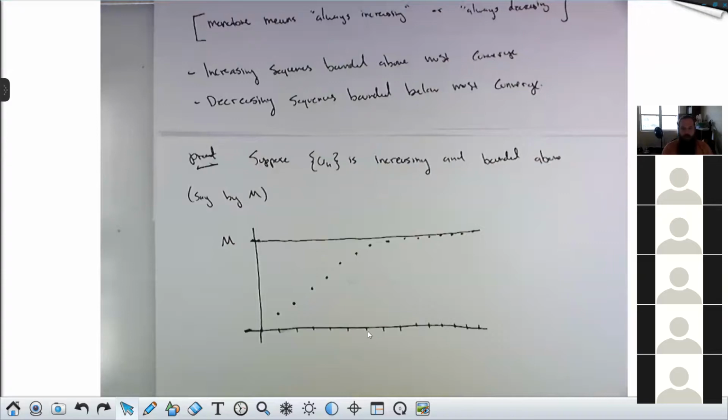There's no way that you can keep increasing and not start to pile up on this ceiling. I'm not allowed to turn around and go back down, but I'm also not allowed to poke through this ceiling. That means that all the terms of my sequence have to start piling up on this ceiling, which means that the sequence converges to this value, which would be called the least upper bound for that sequence.